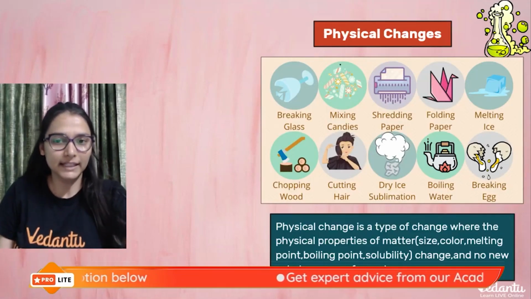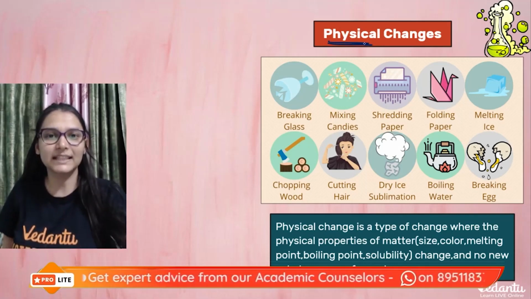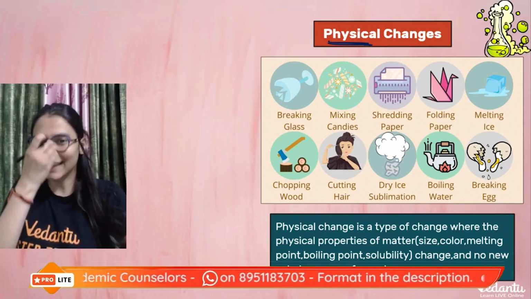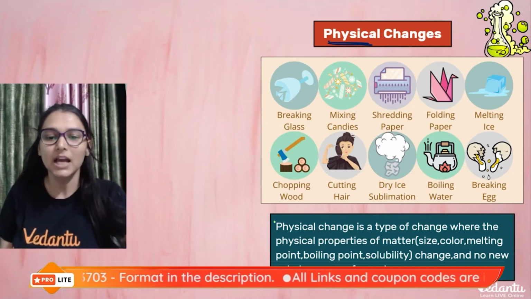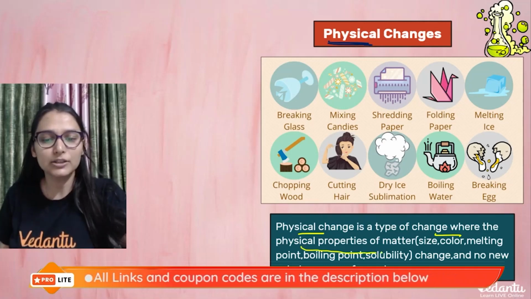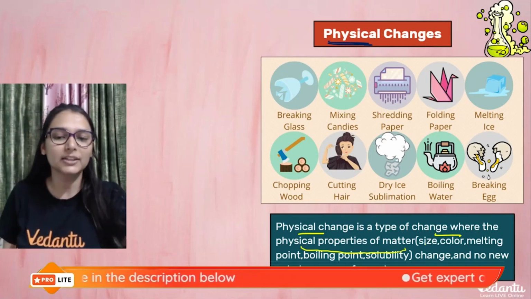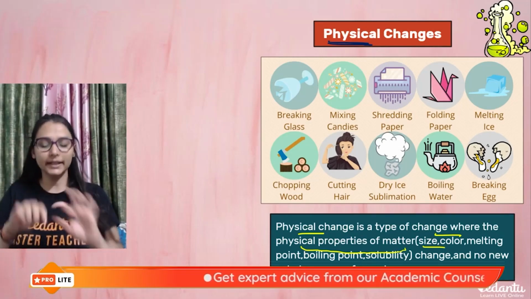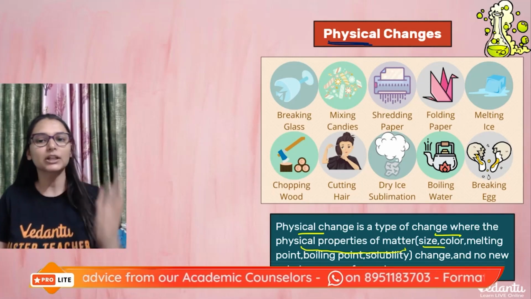Let's talk about physical change. The term physical itself means what? Physical reminds you of the physical properties, isn't it? From the name itself, it's very clear these are the physical changes. This is a type of change where the physical properties of the matter are going to change. Now when I say physical property, it might be the size. For example, you cut down the pen, the length is changing. That's a physical property. It has nothing to do with the chemical composition.